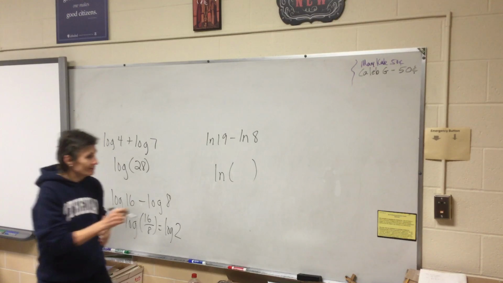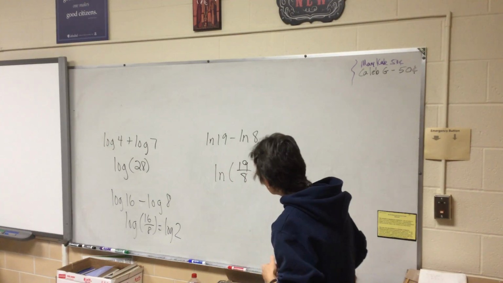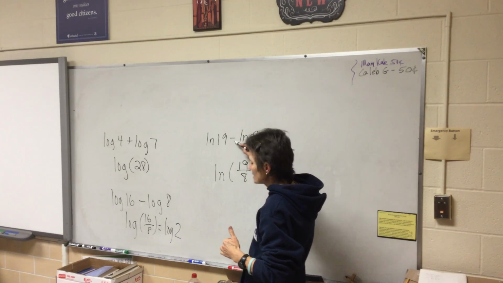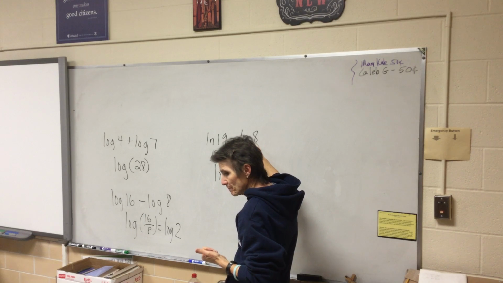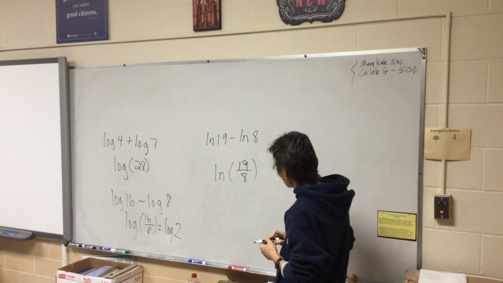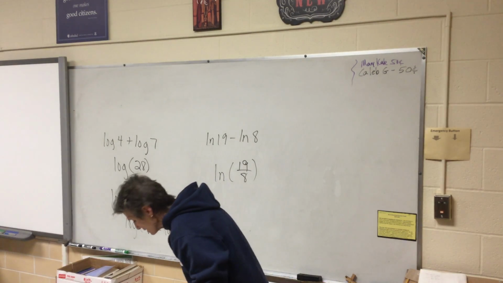Over each other? Yeah. Divide. Yeah, divide. That's exactly right. Have confidence. You're exactly right. Why am I putting them over each other? Because this is a subtraction. And that's what I do when I have a subtraction. 19 over 8 doesn't reduce, so I'll just leave it as 19 over 8.